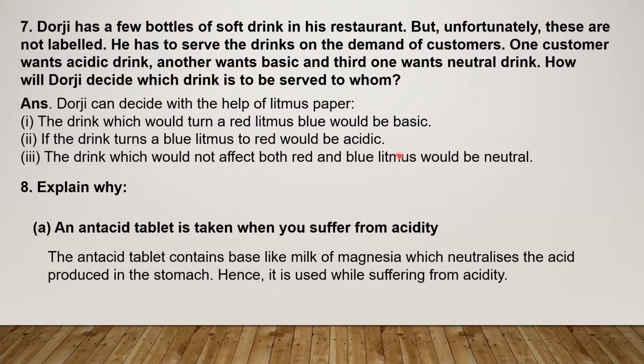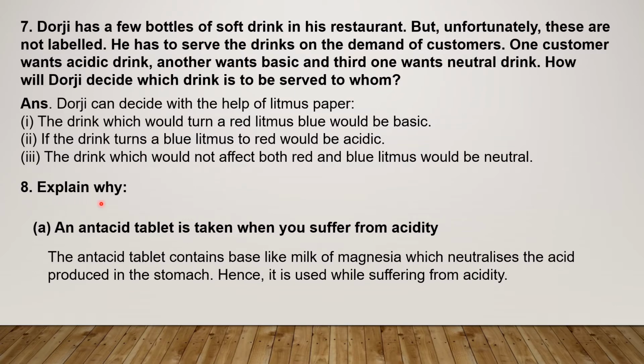So he has to do what? He has to take two litmus papers, red litmus paper and blue litmus paper, and pour a small sample of the drink on each paper and watch the color change, and he has to decide. If red litmus turns blue, it is basic in nature. If blue litmus turns red, that is acidic in nature, and if there is no change, that is neutral in nature. So this question's answer you can also write in your notebook.